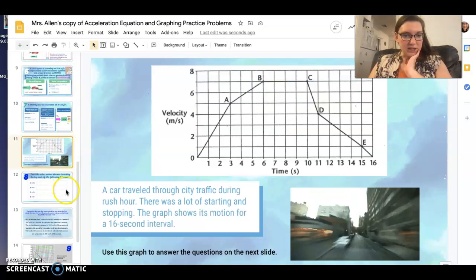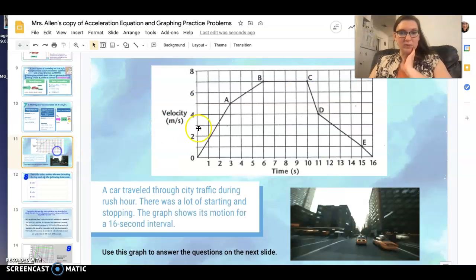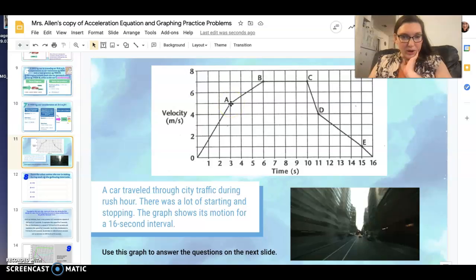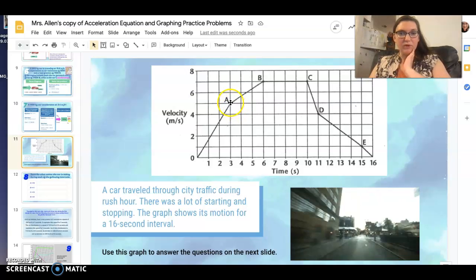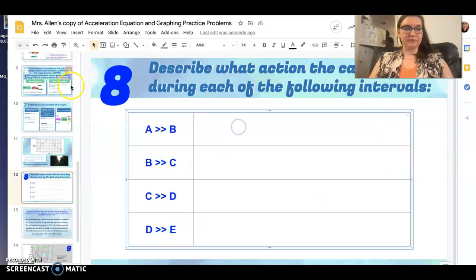So let's see what we need to answer here. Okay, so what is going on with the car between A and B? Between A and B, the car is accelerating from 5 meters per second to 7 meters per second.